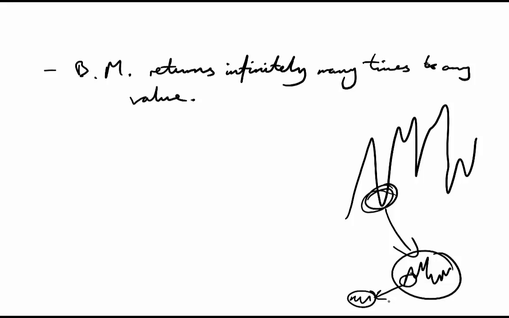All of the properties that I'm about to show you are based on the fact that we've got a fractal going on. So it returns infinitely many times to any value. Because these paths are infinite in length, since you can keep zooming in and they keep being jagged, the path length has to be infinite. Then therefore it must return infinitely many times to any value, because we've got an infinite path length, because it's a fractal.